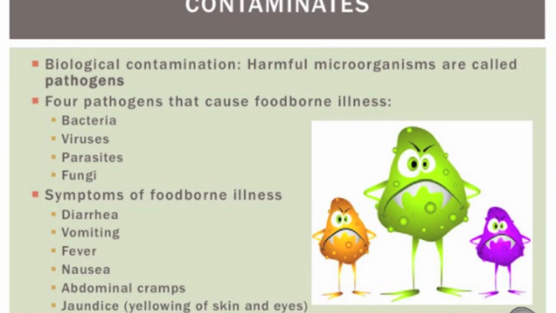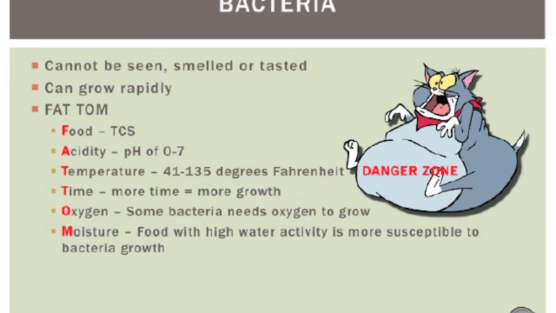So now let's specifically talk about bacteria. We have both helpful and harmful types of bacteria in the world around us. And so in a food service organization, we need to know the conditions in which bacteria is more likely to grow. The ServSafe book gives you FATTOM as an acronym to help remember the 6 conditions.